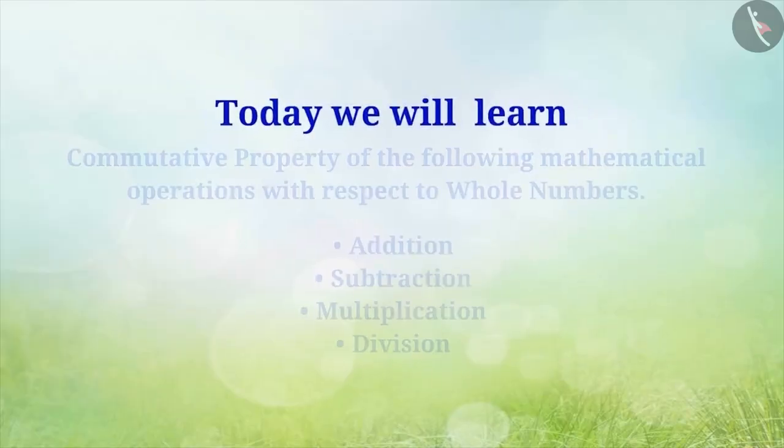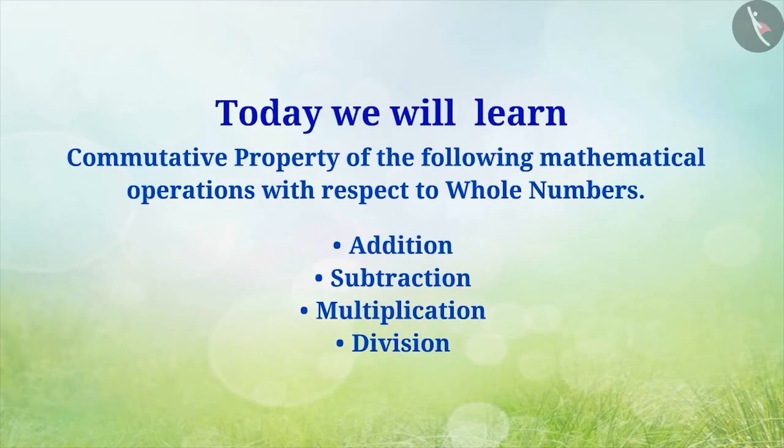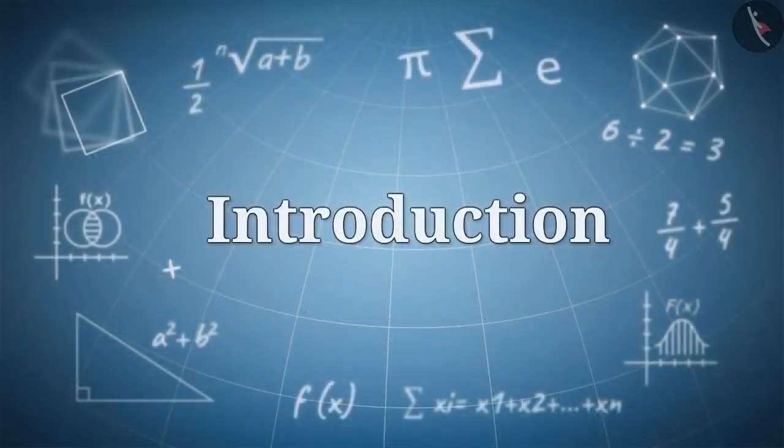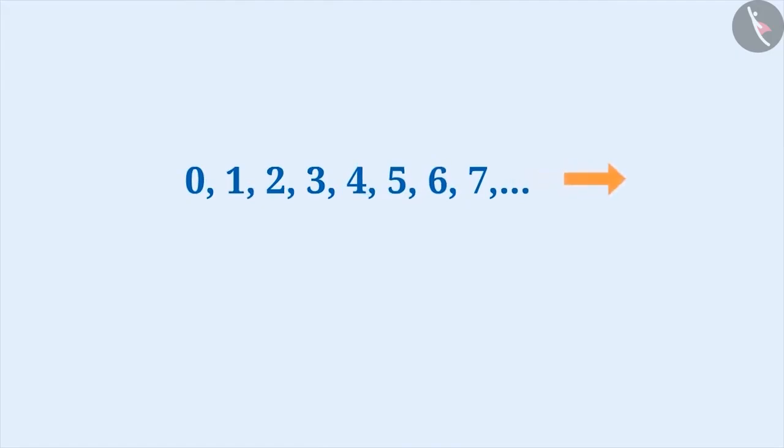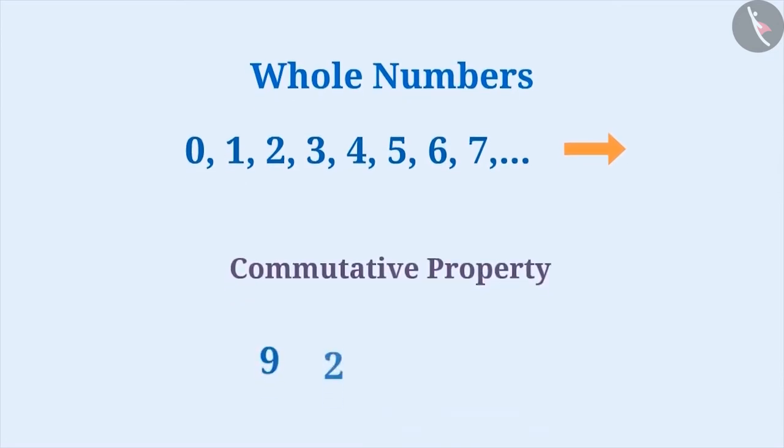Today we will learn the commutative property of the following mathematical operations with respect to whole numbers. We know that all the numbers from 0 to infinity are called whole numbers. The commutative property allows a mathematical operation to be solved by changing the order of the numbers. Let's understand in detail. Let's talk about the addition of numbers.